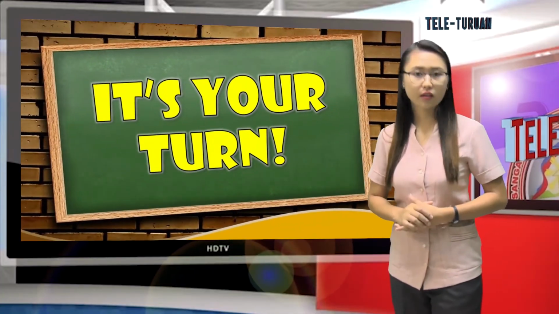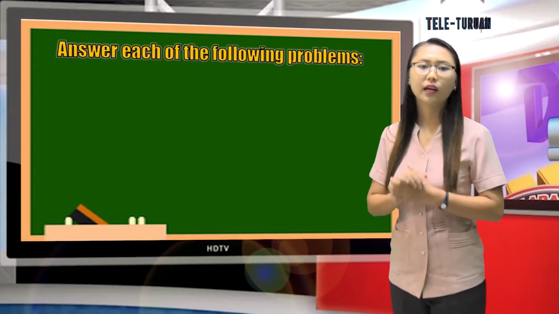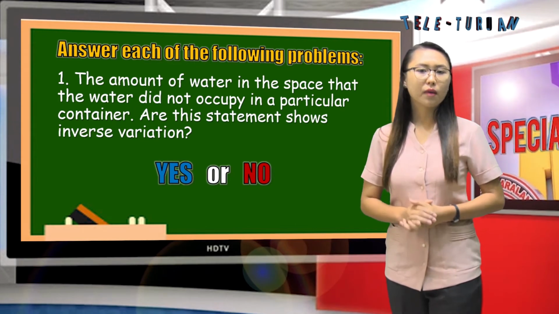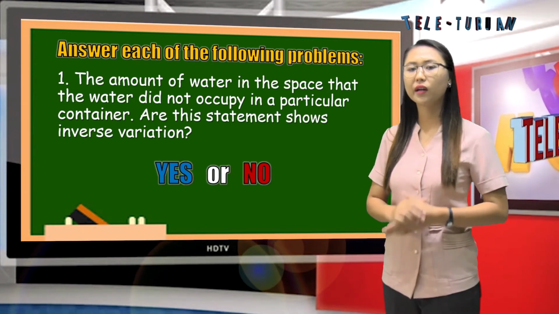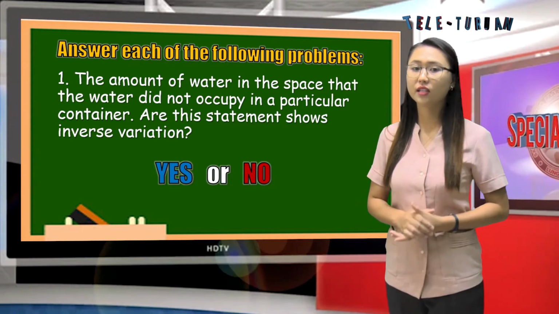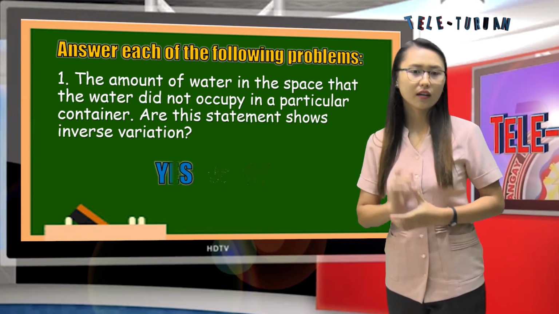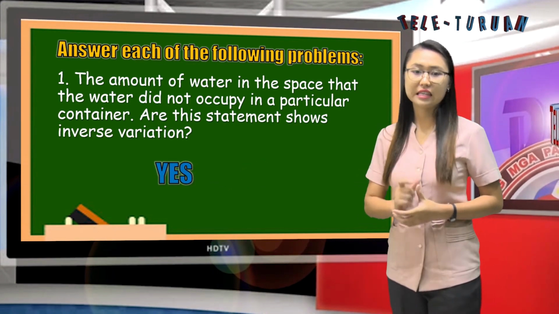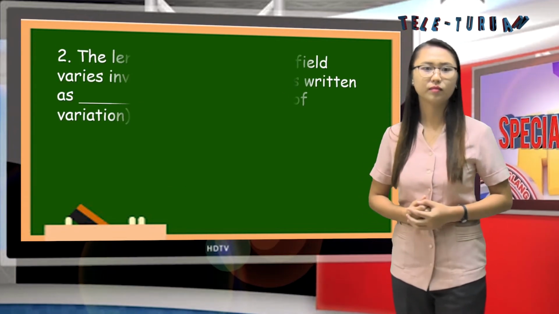Now, it is your turn. Answer each of the following problems. Number 1. The amount of water to the space that water did not occupy in a particular container. Does this statement show inverse variation? Yes or no? Correct. The answer is yes. This statement shows an inverse variation.